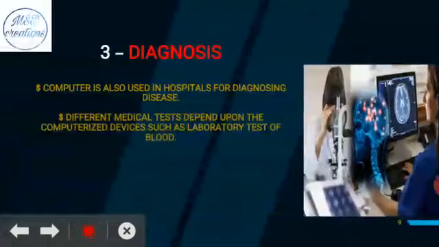Next, the third major point is diagnosis. Computers are also used in hospitals for diagnosing diseases. What do we mean by diagnosis? Diagnosis means the determination of a disease in the human body. Different medical tests depend upon computerized devices, such as laboratory tests of blood.